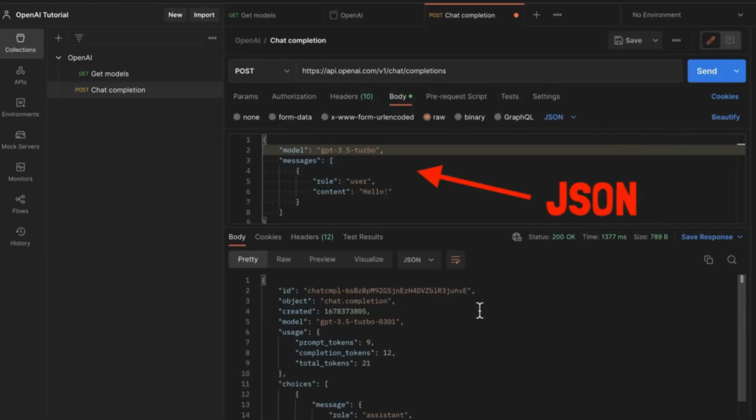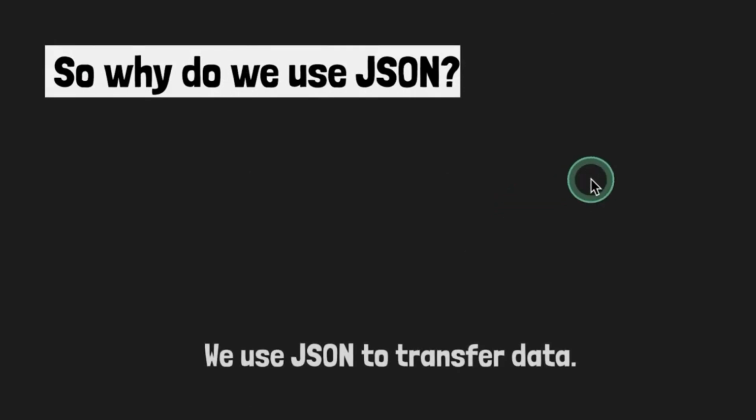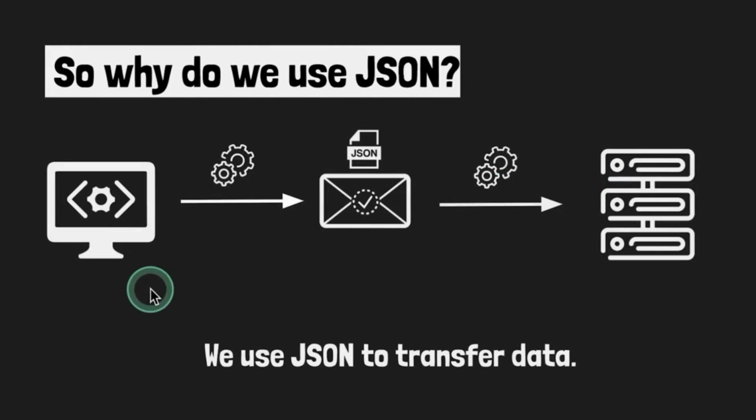This API expects us to send messages using JSON. So why do we use JSON? Well, we use JSON to transfer data. For example, if we have two different systems and they need to communicate, most of the time they will use JSON to do that.